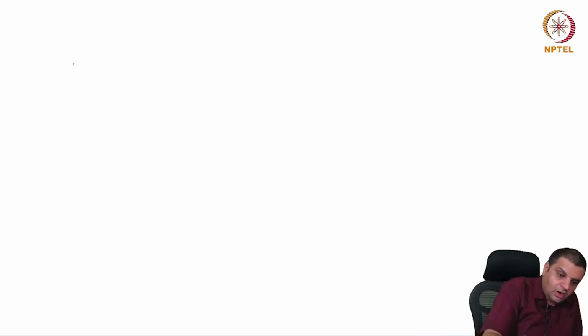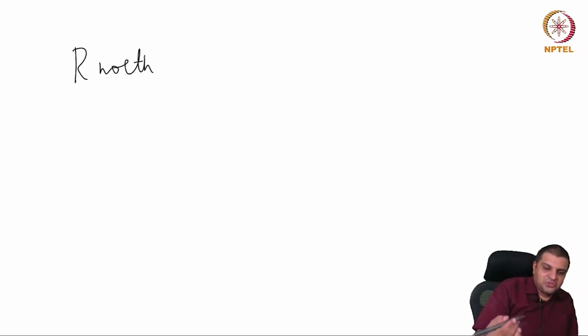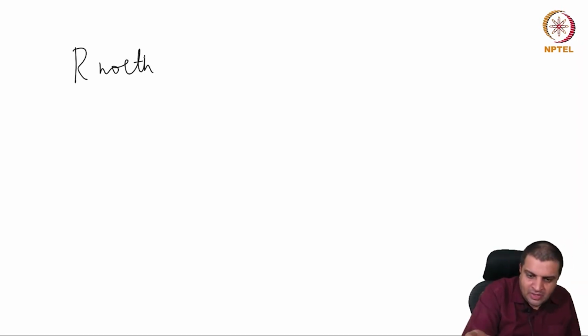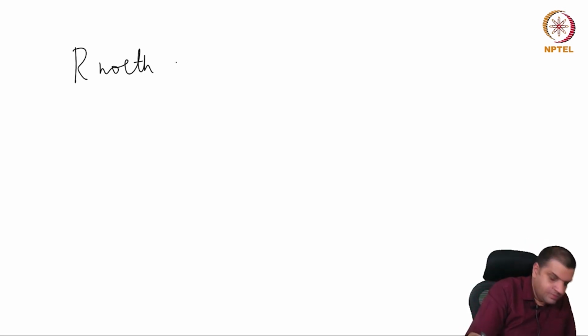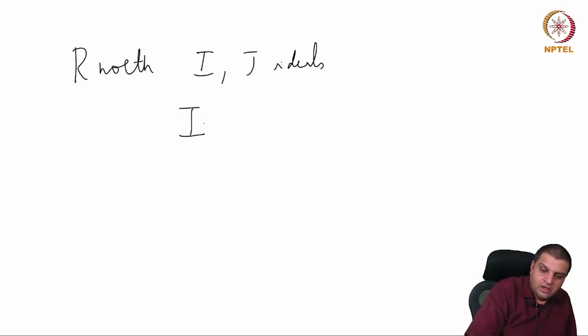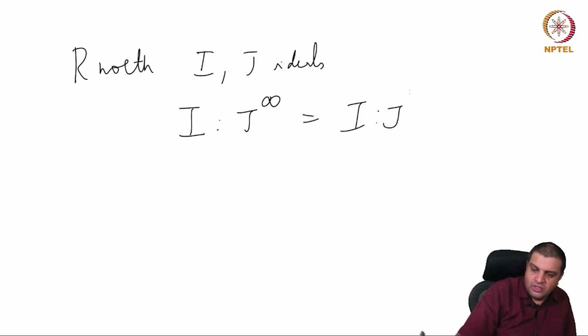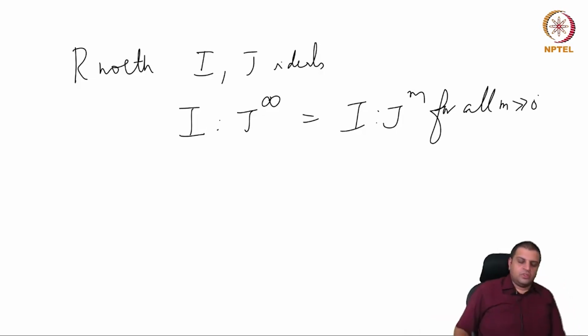So recall that if R is Noetherian, when we say computing, it mostly refers to some polynomial ring or a quotient of a polynomial ring, but we will develop these ideas in slightly more generality. R Noetherian, I and J ideals, then I colon J, the J saturation of I, is I colon J^M for all sufficiently large M. Okay, this is what we know.